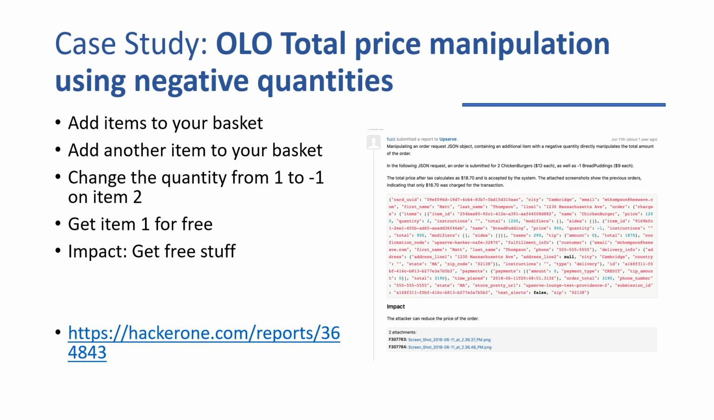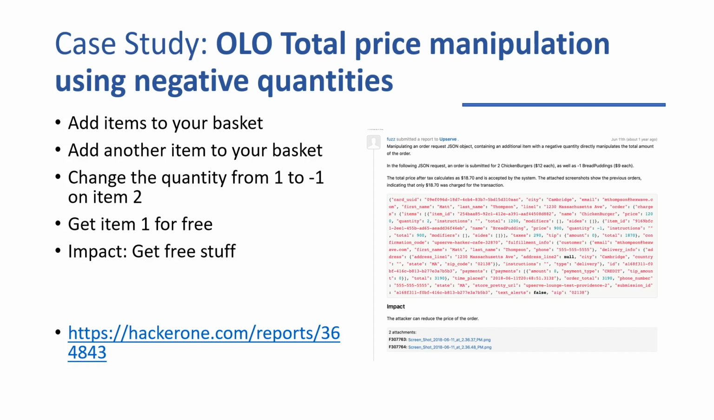So in this researcher, total price manipulation using negative quantities. They added items to their basket, added another item to the basket, changed the quantity from item 2 to -1, and then got item 1 for free.